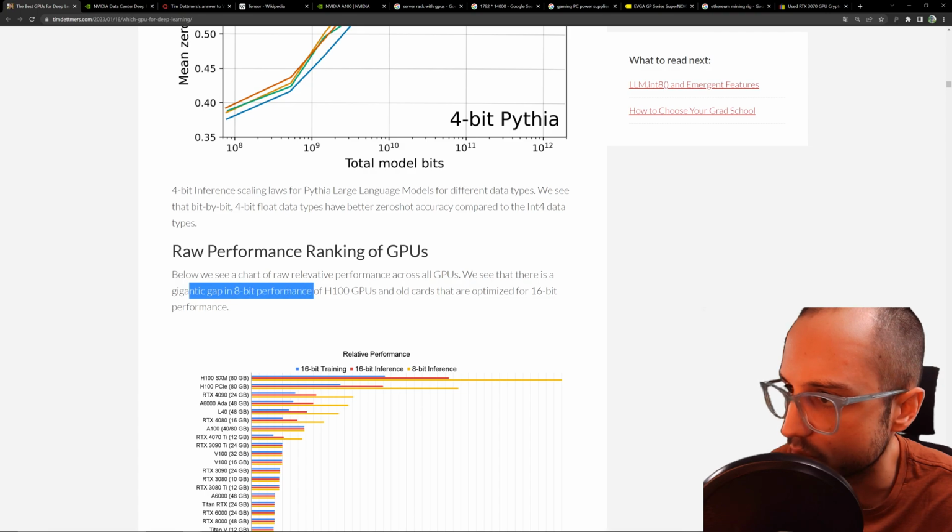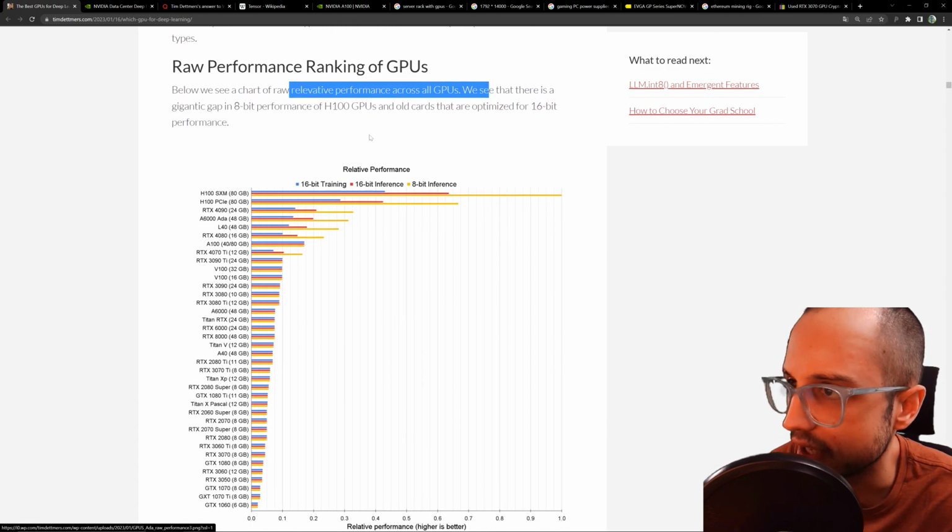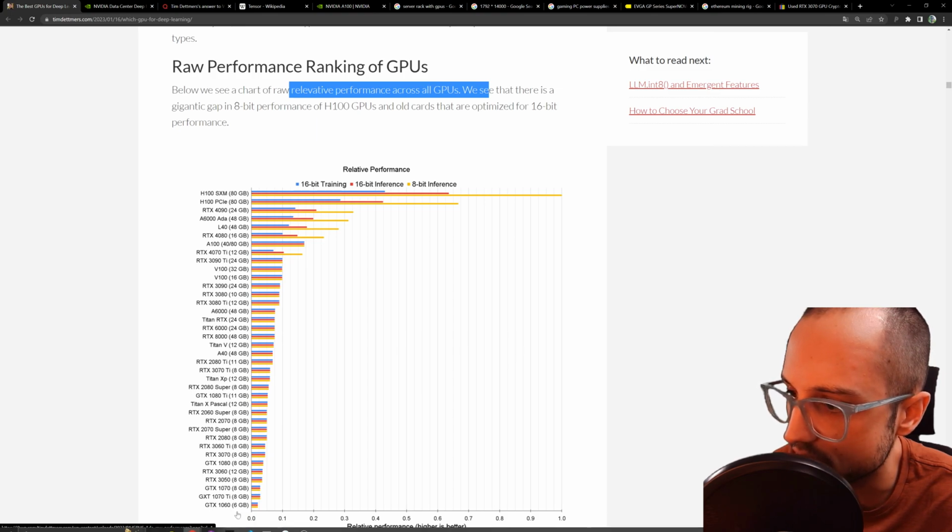Below, we see a chart of the raw relative performance across all GPUs. Here you see the Ada series, the 40 series. You can actually take advantage of the 8-bit inference, versus a 3090 here, or the 30 series and the 20 series, where 8-bit inference and 16-bit inference are basically the same.